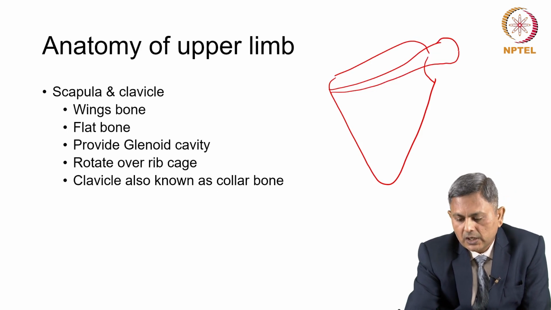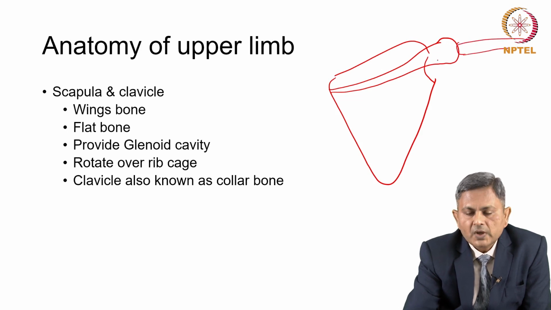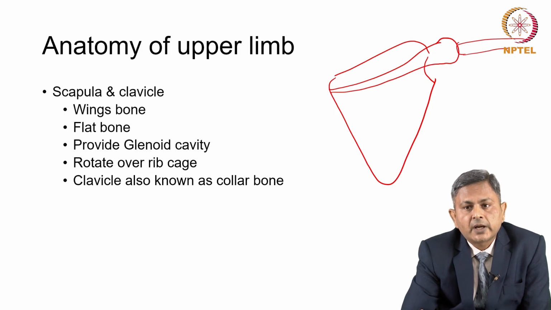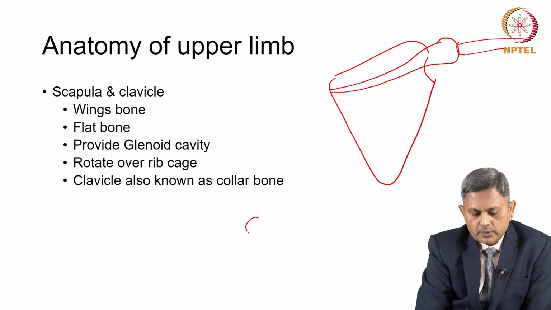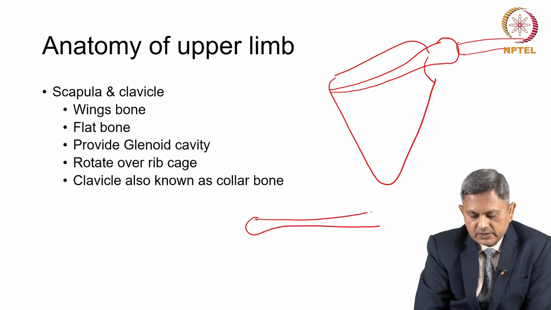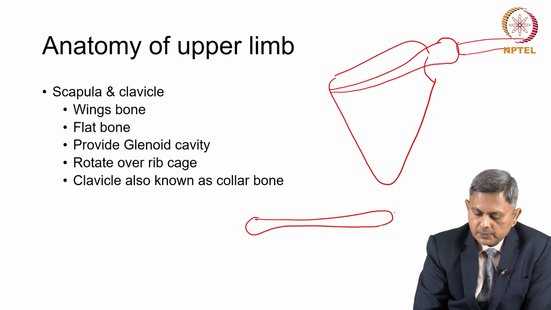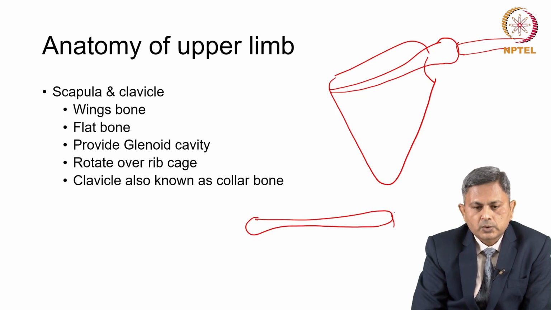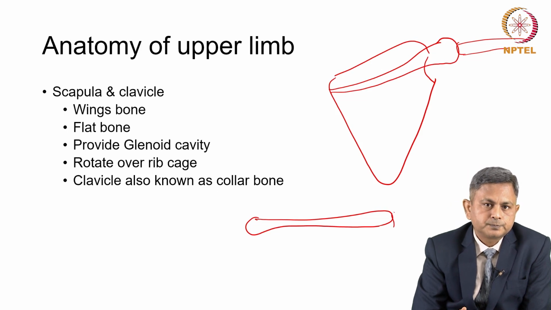And with the help of clavicle, it makes the shoulder girdle in which the head of humerus fits in this cavity. And the clavicle bone transmits the weight of our upper limb to the thoracic cage. So it's a very small bone but a very important bone.